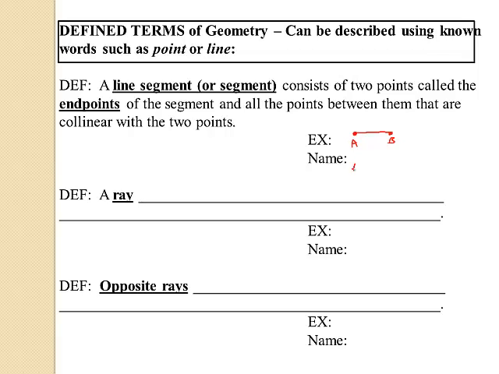Your name, just like a line, is going to use 2 letters, but you're going to have a segment symbol on top of it. So this could be segment AB. You could also put BA if you really wanted to. It does not matter.